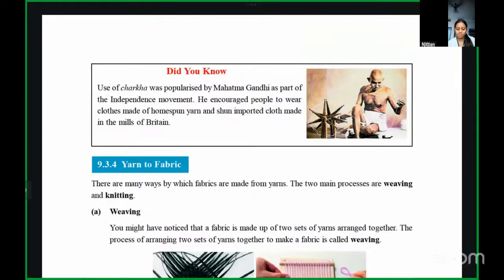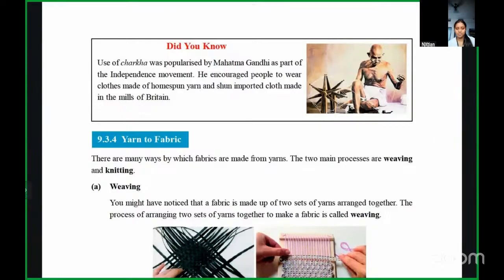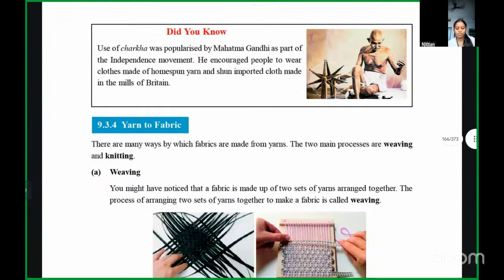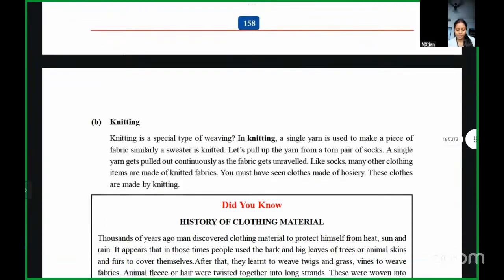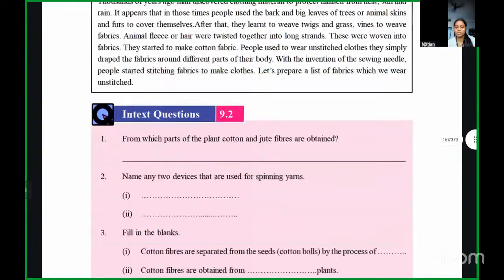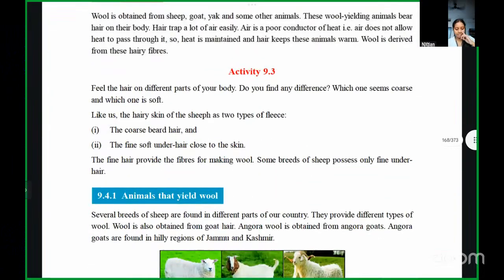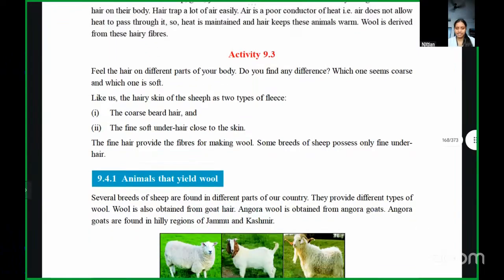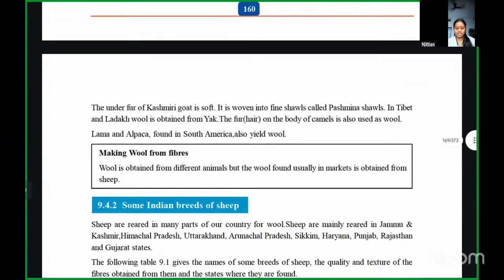Some activities, like the Mahatma Gandhi activities, you just have to read them. Hello, Eva. Hello, ma'am. Good morning. You just have to read. Then the history of clothing material, I explained to you that earlier people used to wear animal skins and animal hide. So just give them a read. Activity 9.3, you don't have to prepare, but just read everything and come. Read all the activities, give them a read.